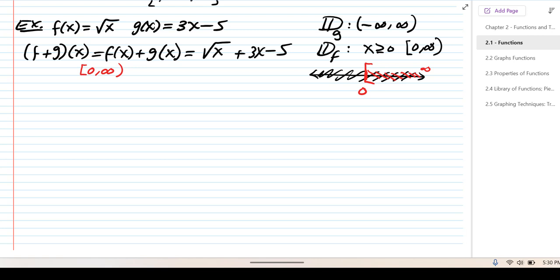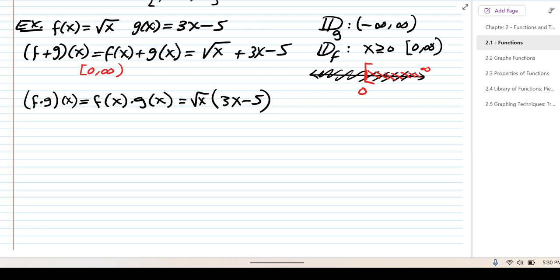Okay, the difference works the same way. Let's do a multiplication, f times g of x. For this one, let's multiply them. So that means f of x times g of x. And f of x is square root of x, g of x is 3x minus 5. And again, there you go. That's the product. It will have exactly the same domain as the one above, 0 to infinity.